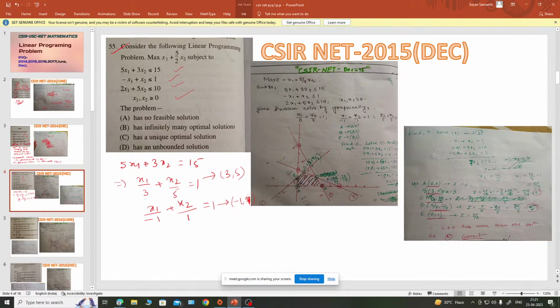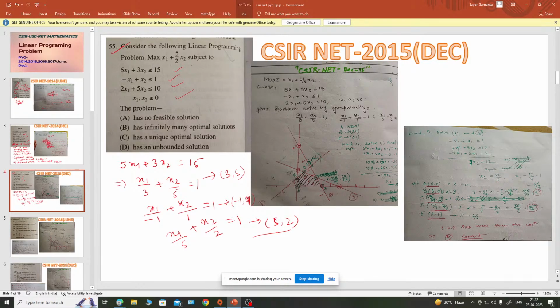Minus 1, 1. And also the third line we can say is x1 by 5 plus x2 by 2 equals 1. Its cut point is 5, 2. Is it clear to everyone?